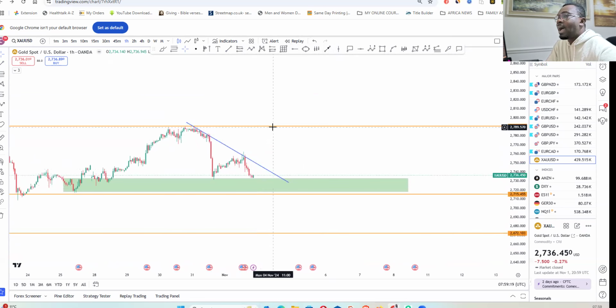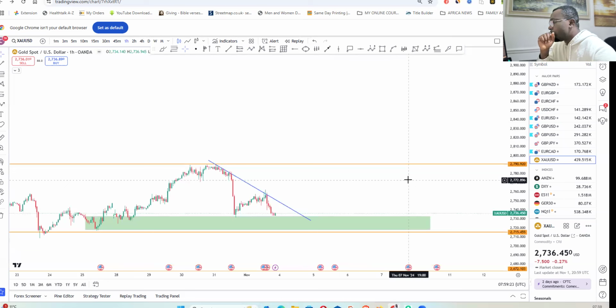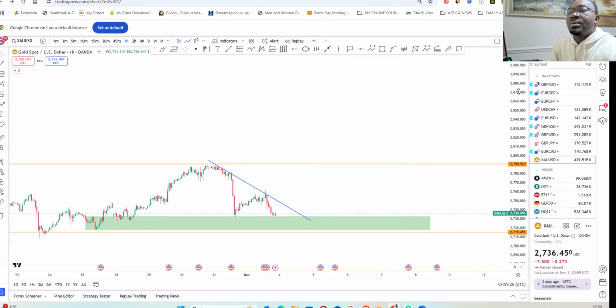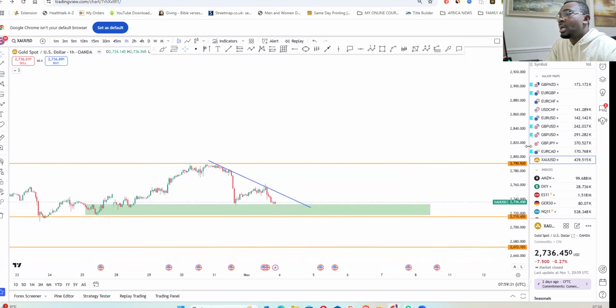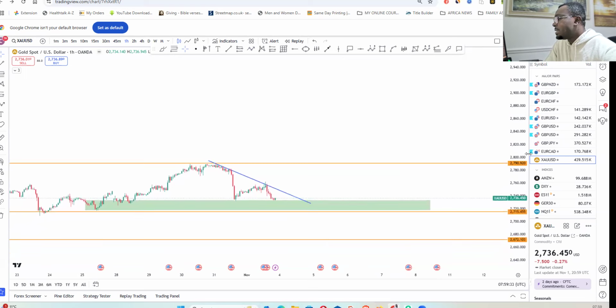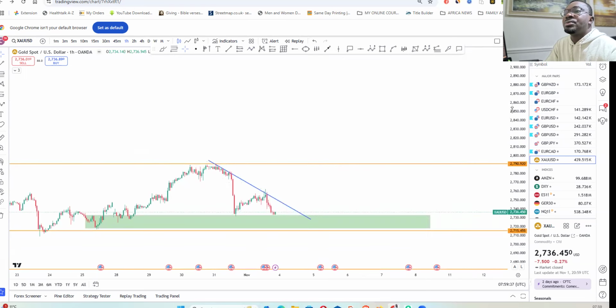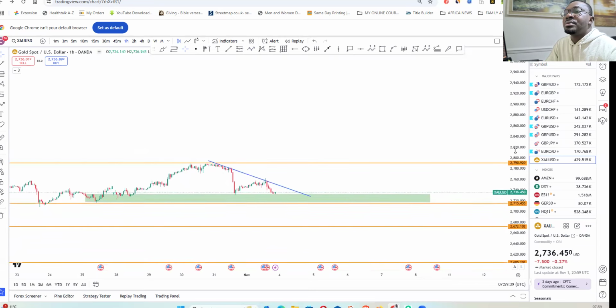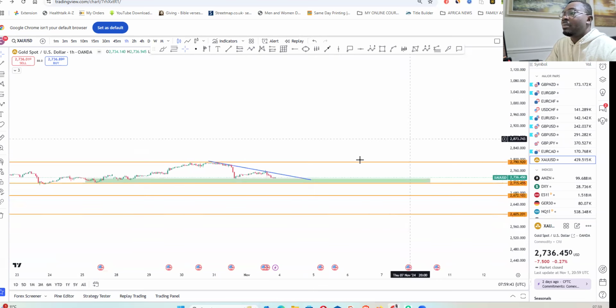Possibly price will take out that high and go to 2000. It's already 2000 though, to the upside. So we're looking at price going to 3,000. No, not to 3,000 yet. Price will not get to 3,000 yet. We're looking at 2,850.